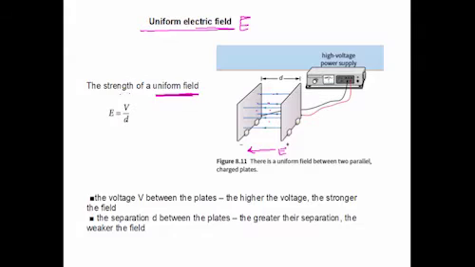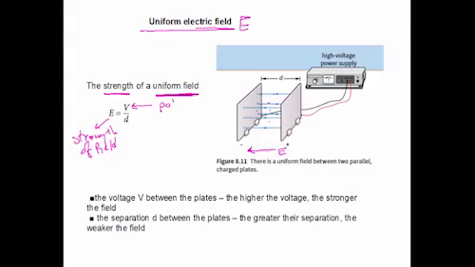The strength of the uniform field is given by E equal to V over d. So this is the strength of the electric field. We sometimes call it electric field just for simplicity. V is the potential difference between these two plates.